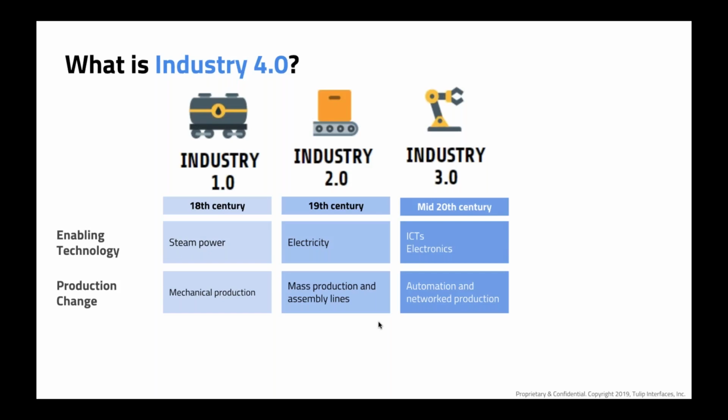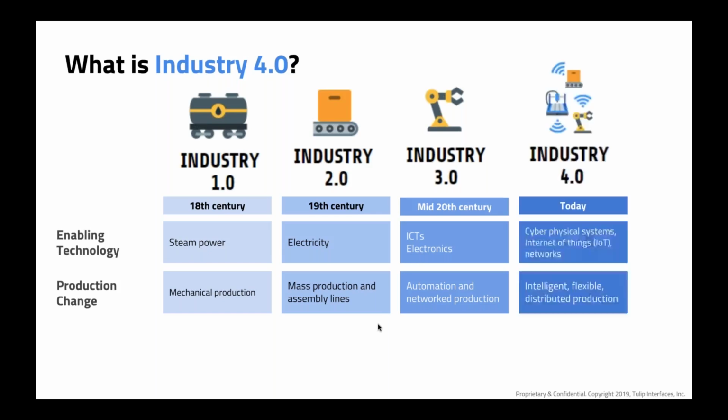And that takes us to the present, with the so-called fourth industrial revolution. The enabling technologies in the fourth industrial revolution are cyber physical systems, what's usually called the Internet of Things, networks. And the way that's changing production is really bringing it from a hierarchical, top-down system to a more emergent system that's intelligent, flexible, and self-organizing in a way. We'll go deeper into these concepts later throughout the webinar. We could really have a whole webinar just on Industry 4.0, and maybe we'll do that sometime in the future.